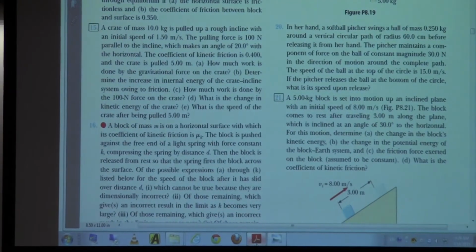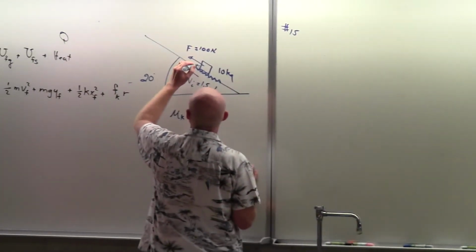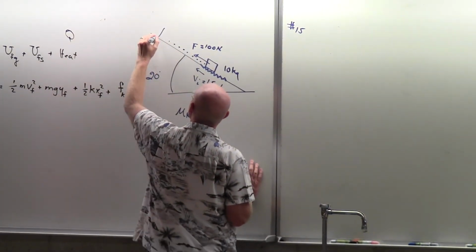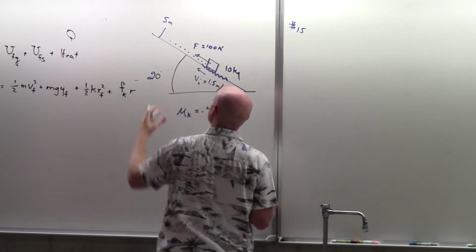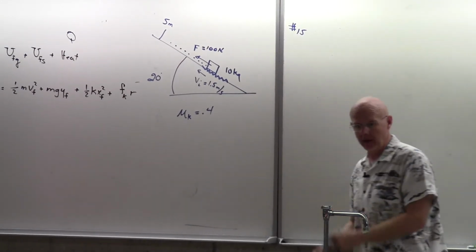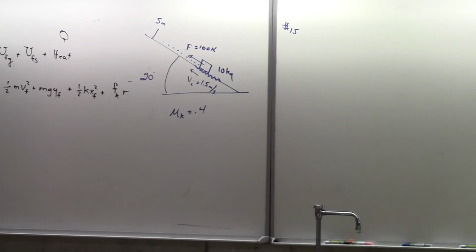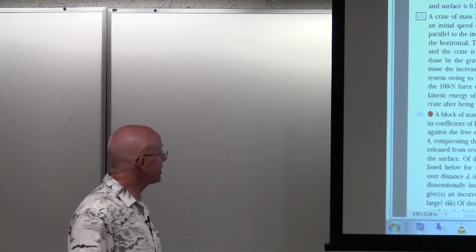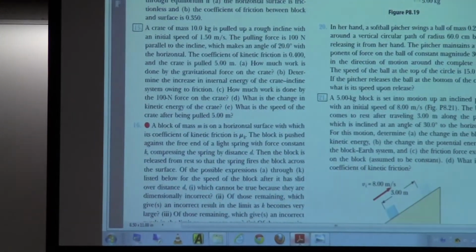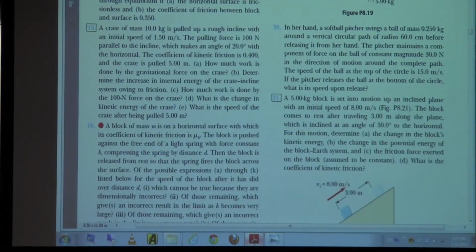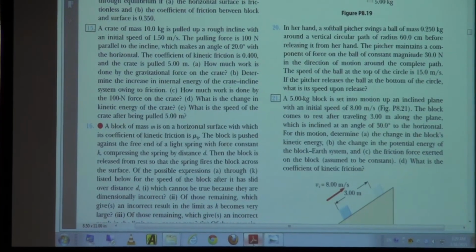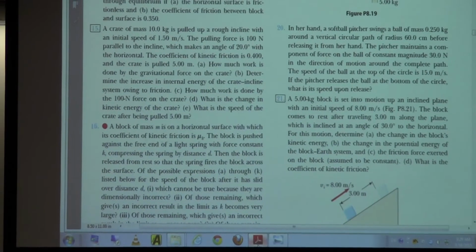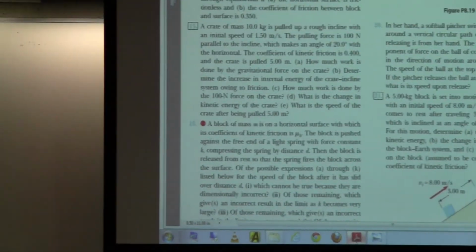The crate is then pulled 5 meters. All right, so we're going to pull it up, and eventually get to a position 5 meters further up the incline than where we started. And then we have a whole series of questions, which, in the interest of time, we'll just put all together, because as you'll read, each of these 5 questions is really each of the 5 terms that are in our equation.